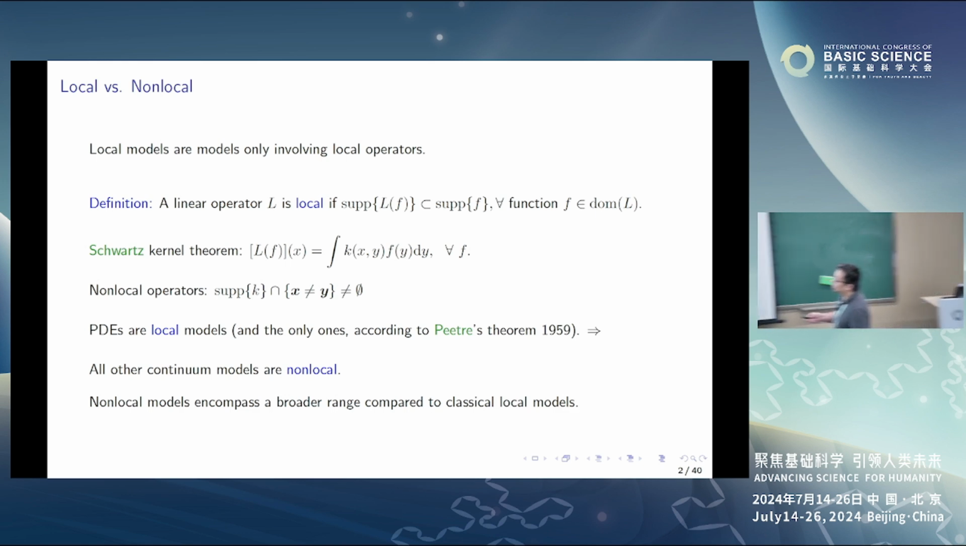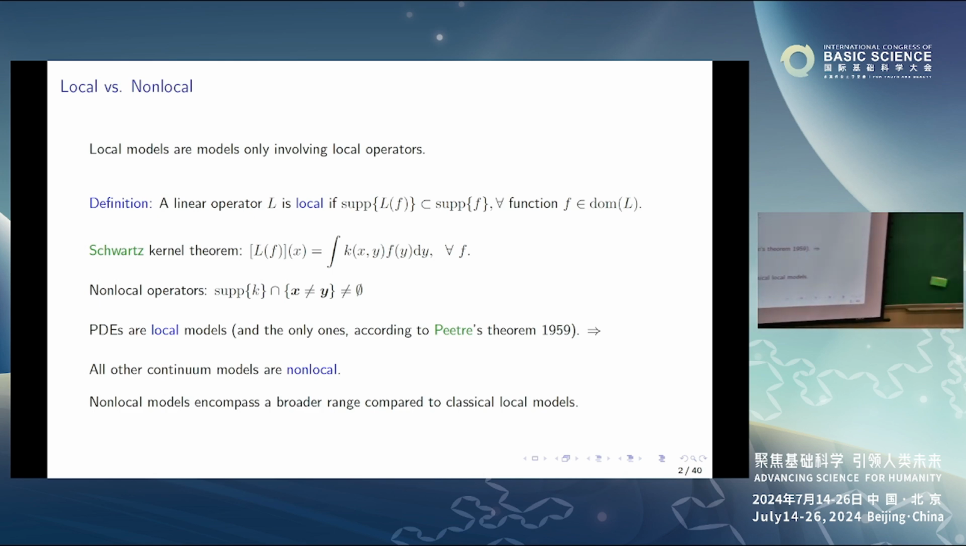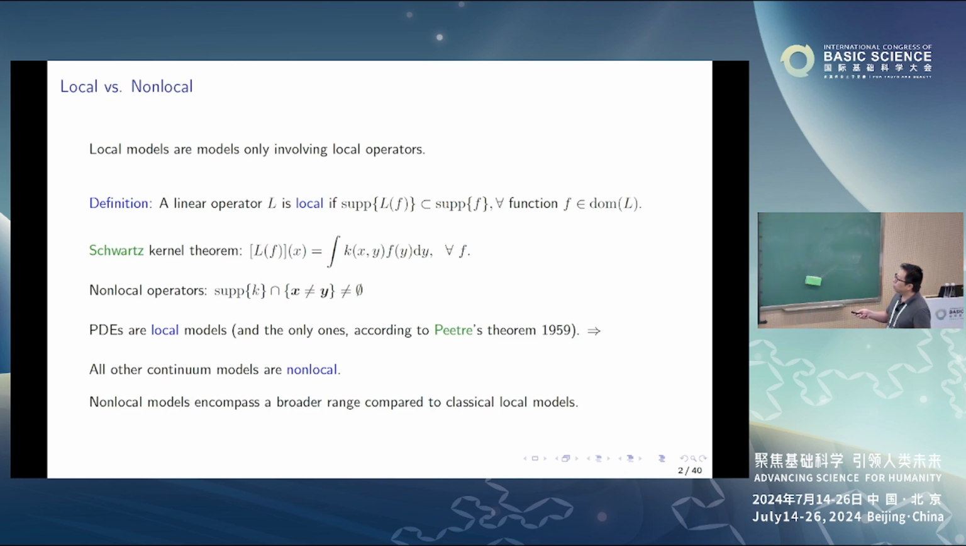According to the Schwartz kernel theorem, any linear operator can be written as an integral with a kernel function. If we want the operator to be local, then the only choice for the kernel is the linear combination of a Dirac delta function and its generalized derivatives. And the corresponding operator is just a polynomial of derivatives. So the PDEs are local models and the only ones. All the other continuum models are non-local. So compared with classical local PDE models, the non-local models encompass a broader range.